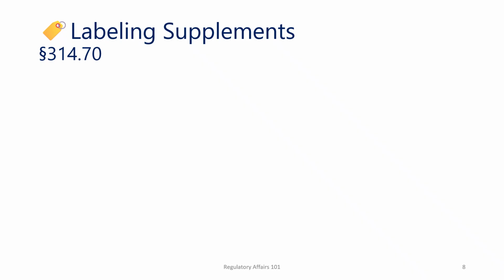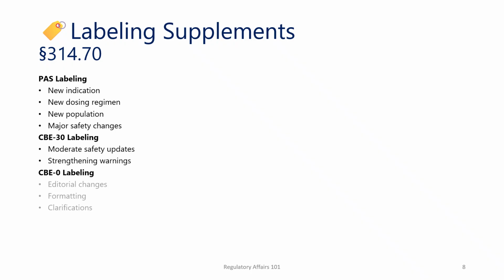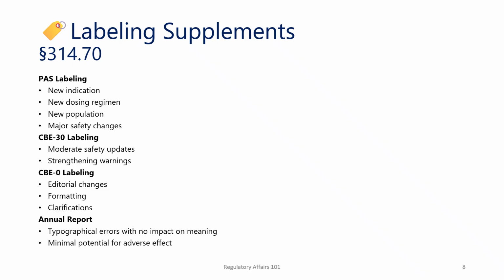Labeling changes follow the same tier logic. PAS is required for new indications, new dosing regimens, new populations, or major safety changes. CBE 30 is used for moderate safety updates or strengthened warnings. CBE 0 covers editorial or formatting changes. Annual report is used for true typographical fixes with no impact on meaning.